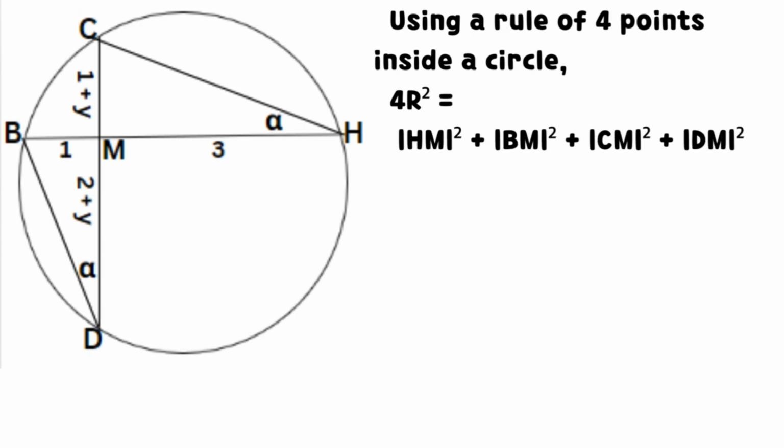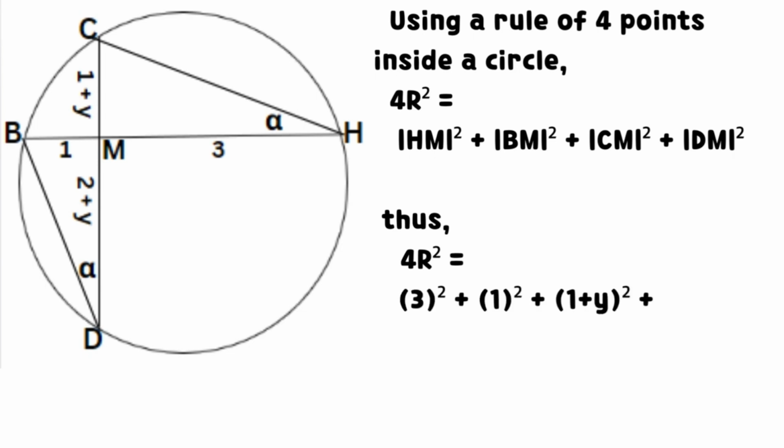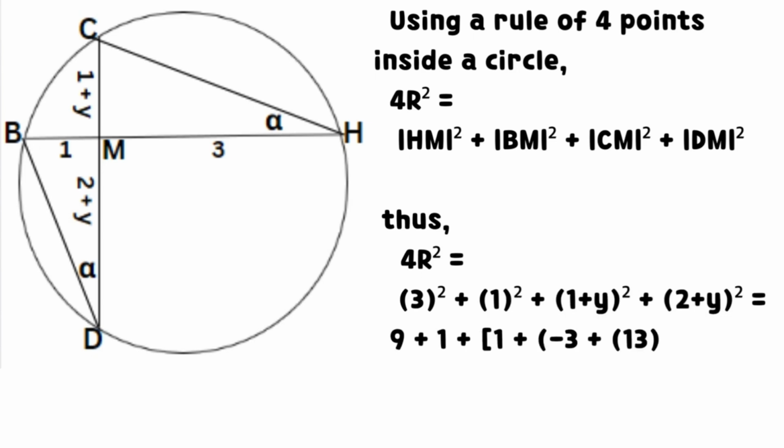Using the rule of 4 points inside a circle, that is, the product of 4 and the square of r equals the sum of the square of line HM, the square of line BM, the square of line CM and the square of line DM. Substitute values and simplify to have that the product of 4 and the square of r equals 17.